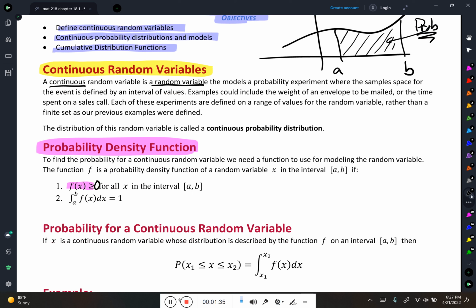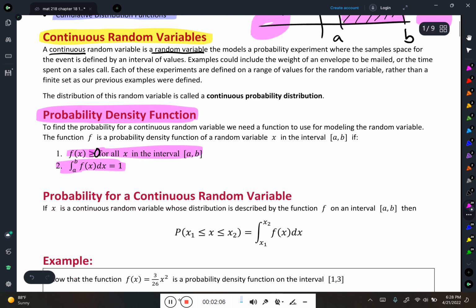But that function must be greater than 0 for all the x's in the interval that we care about. Now, that means it can go negative further over here, left of a, it could go negative further over here, right of b, but between a and b, it's got to be not negative. And the value of that integral, that area under that curve between a and b, must add up to 1. Okay? So this piece right here, that area, since it's a probability model, that area must add up to 1.